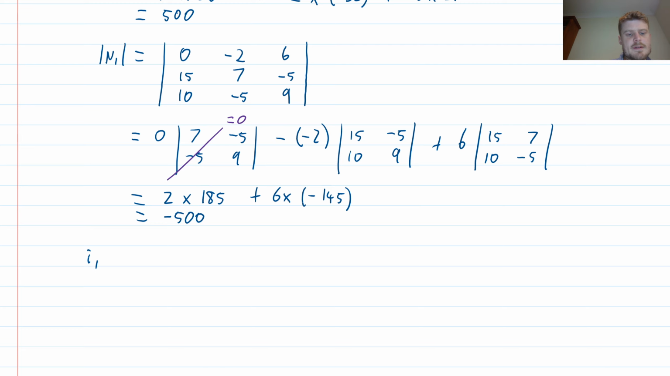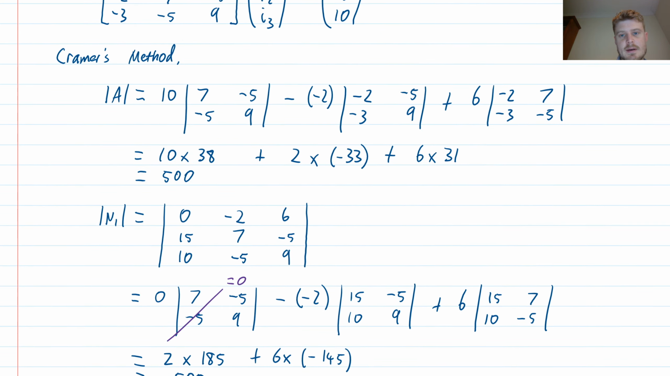So therefore my first unknown, which was I1, is determinant of N1 divided by determinant of A. So determinant of N1 was -500, and determinant of A was just 500. So this is -1 amps. So in this way I can go straight to the answer for one of my solutions.